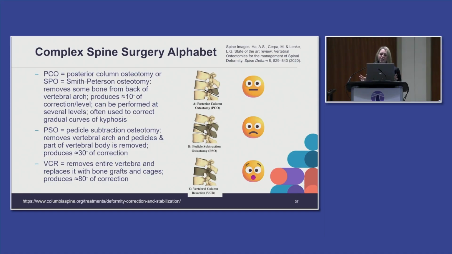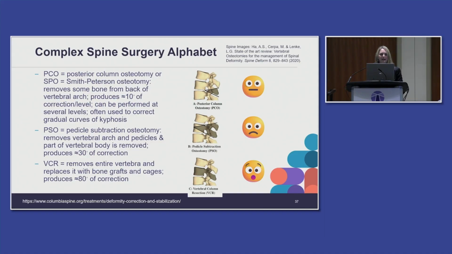But her emojis reflect how much blood loss you can be anticipating with each of these common abbreviations for spine surgery. So PCO stands for posterior column osteotomy, or SPO, that's Smith-Petersen osteotomy. What that means is they're removing some bone from the back of the vertebral arch. You can see that image at the top of the screen here. It produces about a 10-degree correction per level. They may do multiples of these to get more correction, and it's used to correct gradual levels of kyphosis.